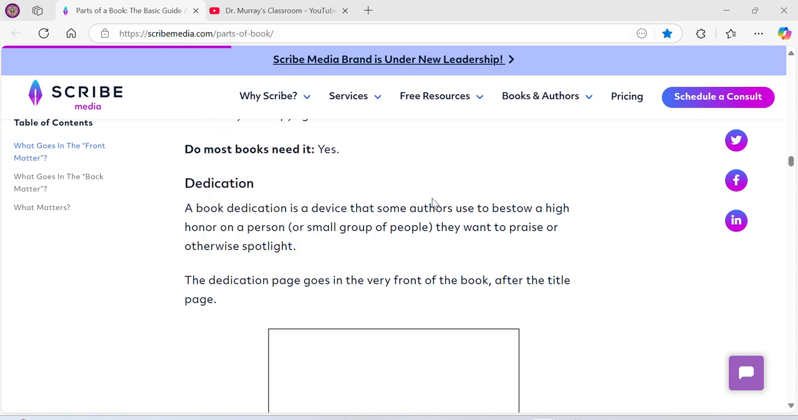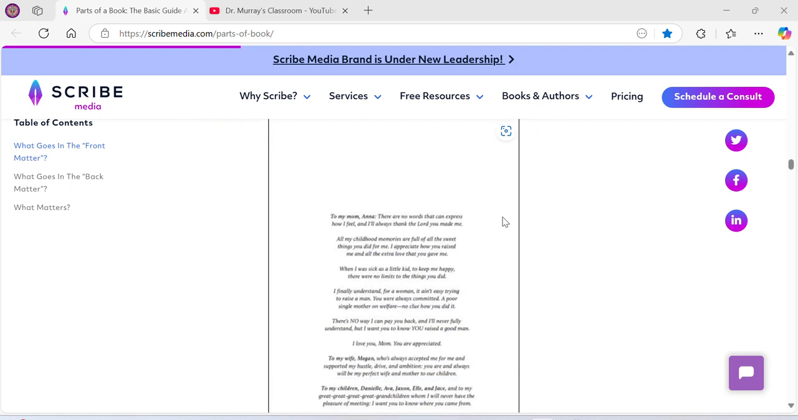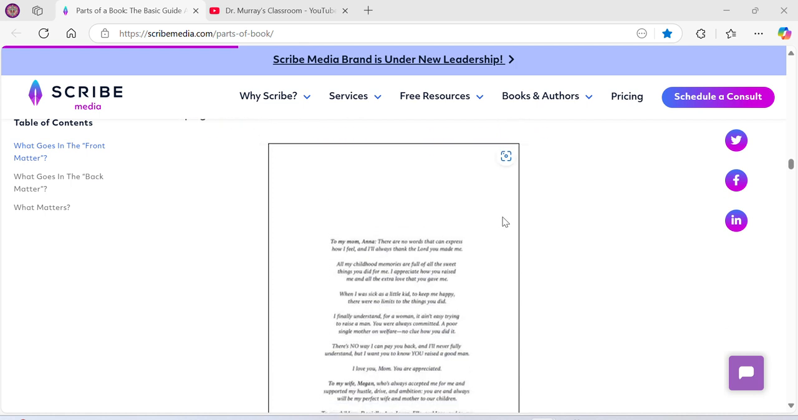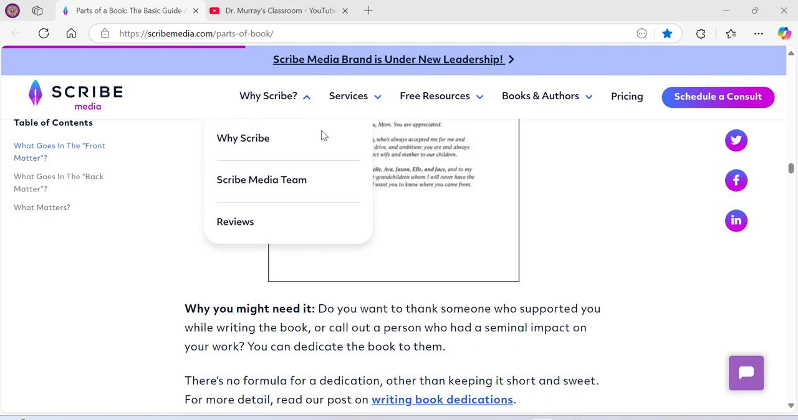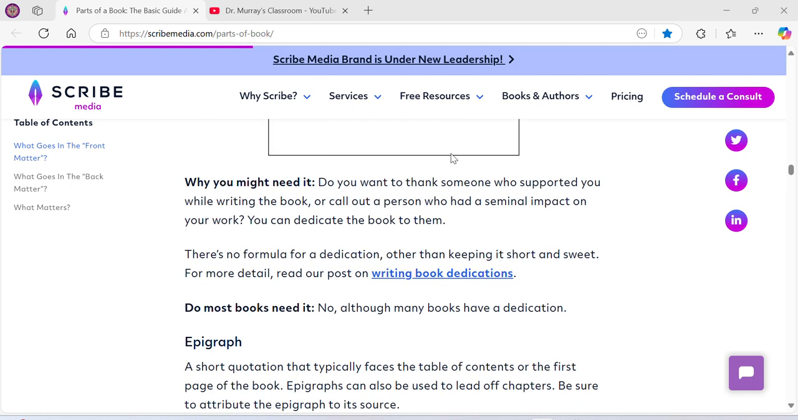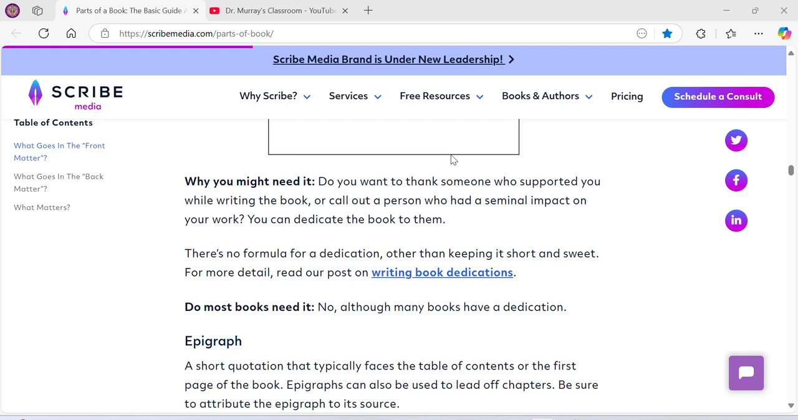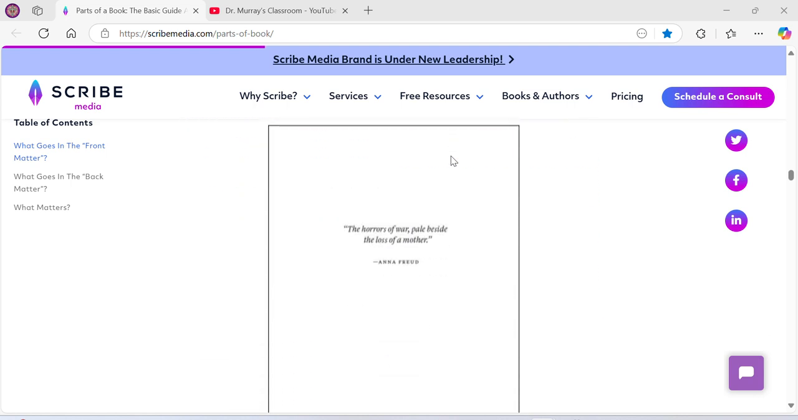Now, next is the dedication page. And the dedication page is a dedication to, a lot of people dedicate to their kids, their wife, spouse, a mentor, people that had a big influence on their life, and so forth. It's not necessary, but it's good to have a dedication in your book. Most books do have them.